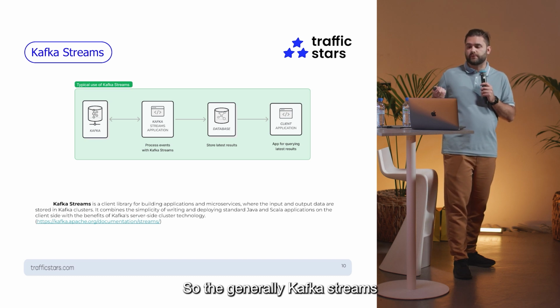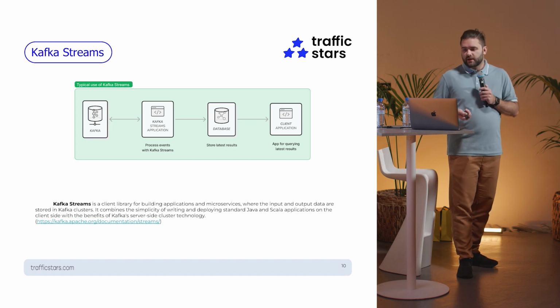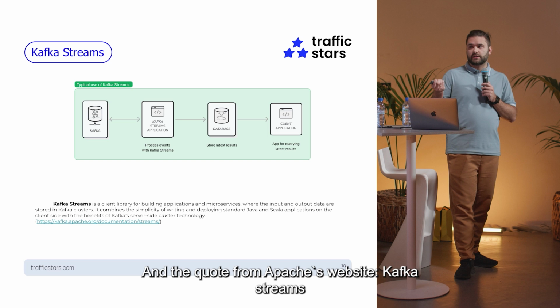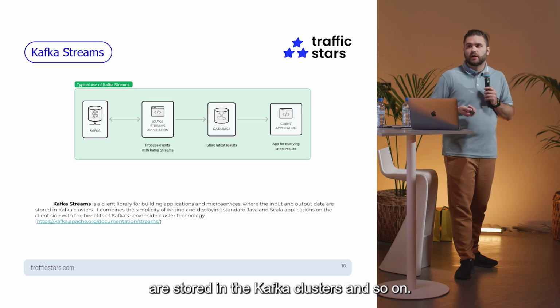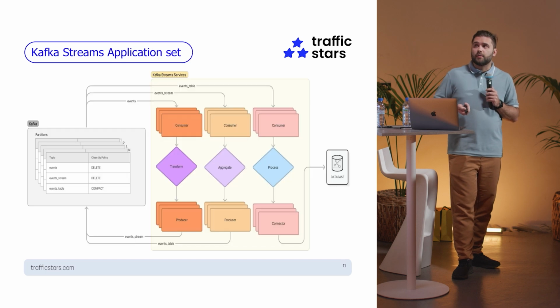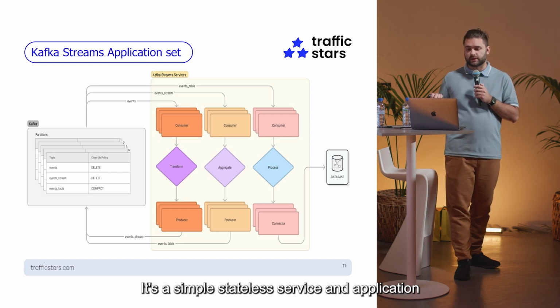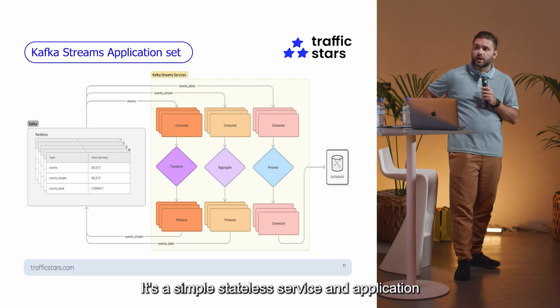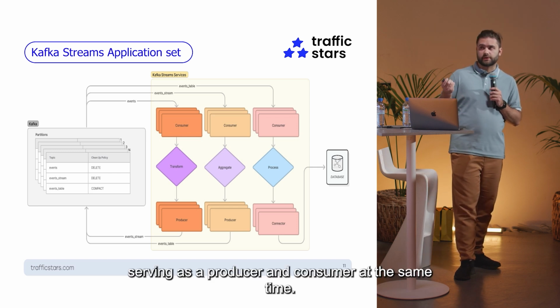Generally, Kafka Streams came to us from Java, as you know. The quote from the Apache website: Kafka Streams is a client library for building applications and microservices where the input and output data are stored in Kafka clusters, and so on. Here you can see an example. It's a simple scaled stateless service, and the application uses Kafka Streams, serving as a producer and a consumer at the same time.